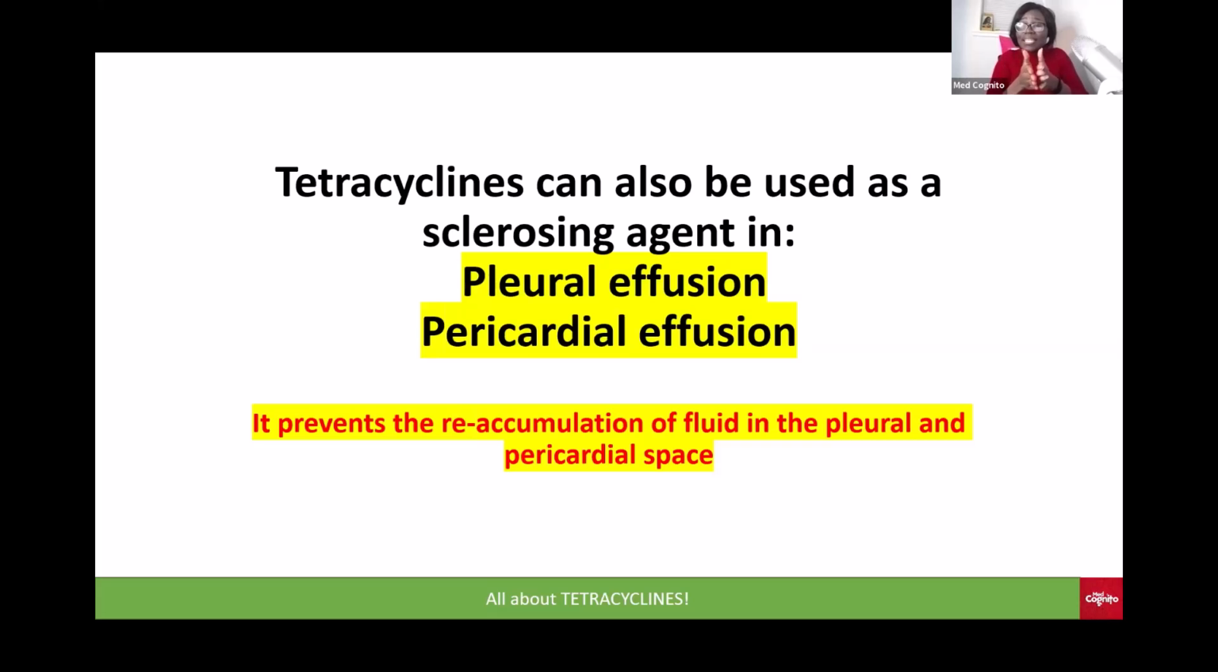It is injected into the pleural space and it will cause inflammation of the area. The area gets sclerosed and it will seal up so that the fluid will not keep recollecting there. So tetracycline can be used as a sclerosing agent in pleural effusion and in pericardial effusion. So in pericardial effusion, it will be injected into the pericardial space. It will cause inflammation, fibrosis, then the area will seal off so that the fluid will not continue to accumulate there. So I hope you got it.